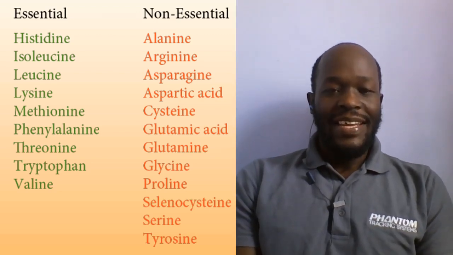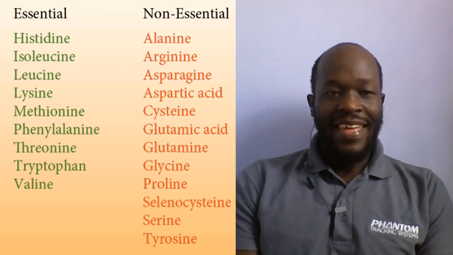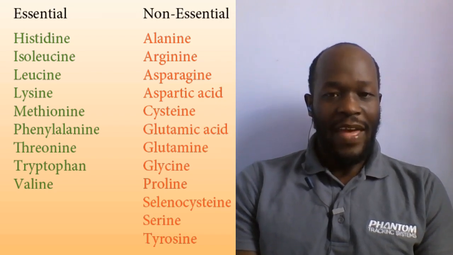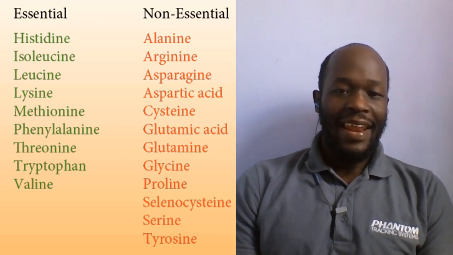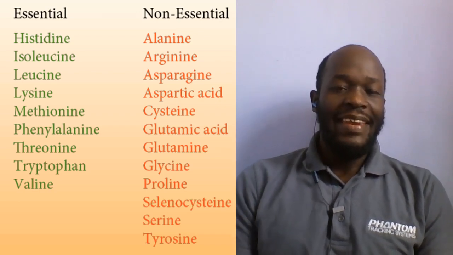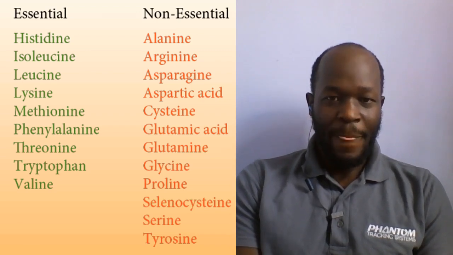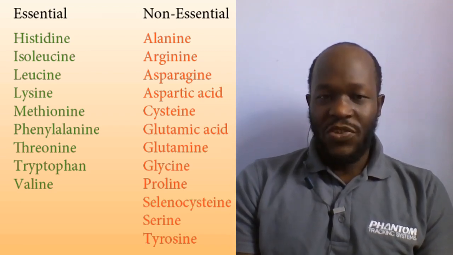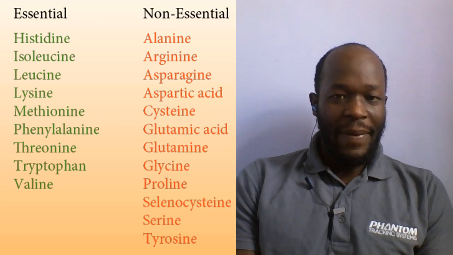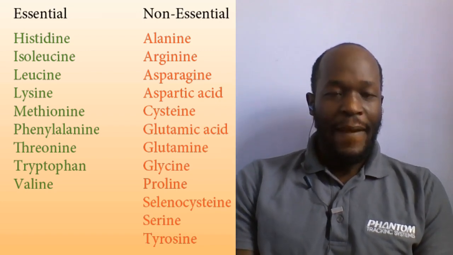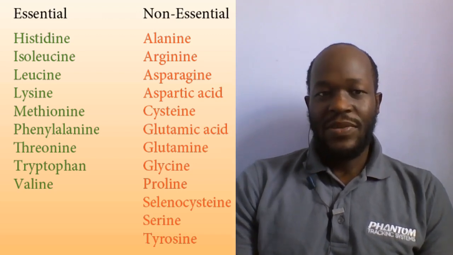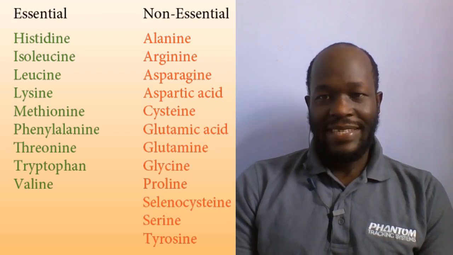Now, the second essential amino acid is isoleucine, and the third one is leucine. We have lysine, methionine, phenylalanine, threonine, tryptophan, and lastly valine. I will repeat. The essential amino acids are histidine, isoleucine, leucine, lysine, methionine, phenylalanine, threonine, tryptophan, and lastly valine. Those are the essential amino acids.